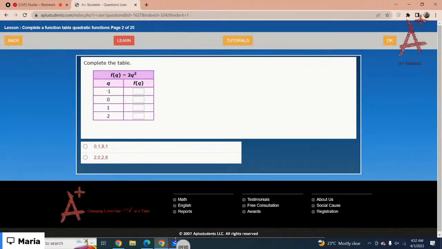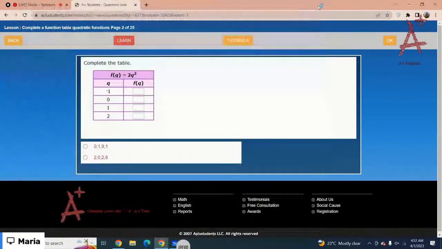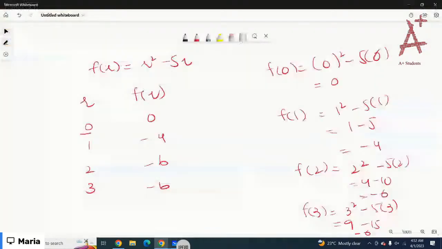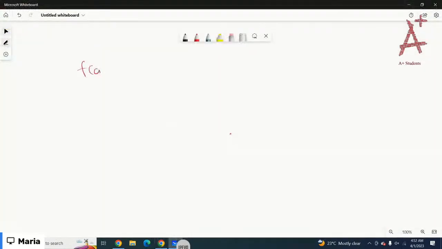Okay, the next one is 2q square. f of q equals 2q square, and you have to calculate the values for negative 1, 0, 1, 2. Just replace the q with the value. Just start with negative 1.